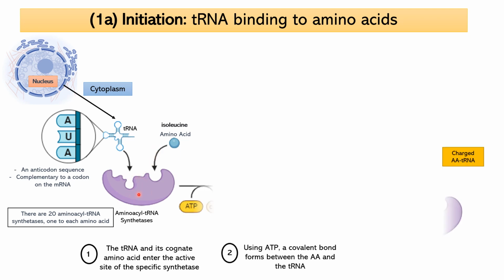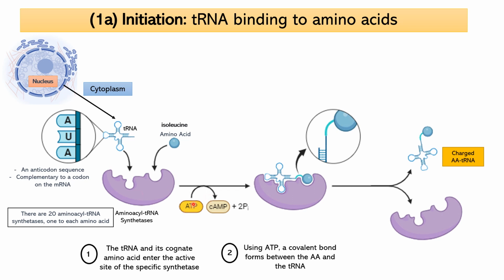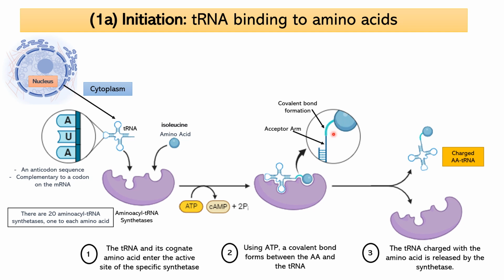The second step of this process is using energy in the form of ATP to link the tRNA to its corresponding amino acid. This link occurs through formation of a covalent bond between the amino acid and the corresponding tRNA. And if we can see here, the tRNA has a much longer arm on one side, which is a single-stranded arm. This arm is called the acceptor arm. It's a single-stranded arm that binds the amino acid.